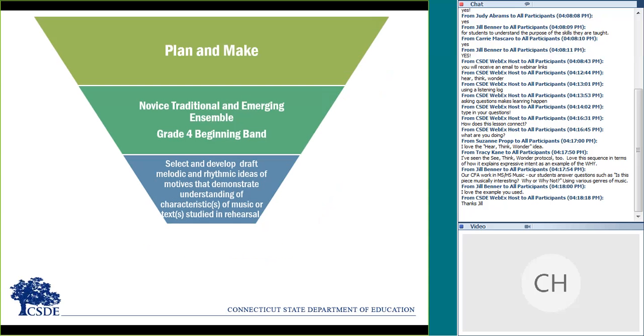Oh, look, the blue. Ding. There we are. Let's see. It's our performance standard taken right from the NCAS platform. Traditional ensembles, novice division, my fourth graders, and now drum roll, please.